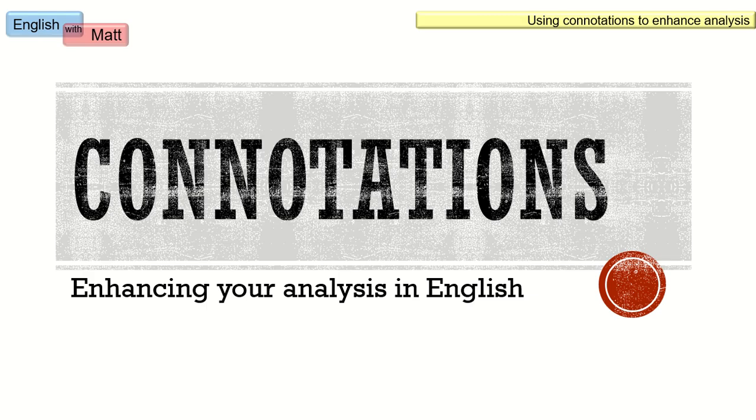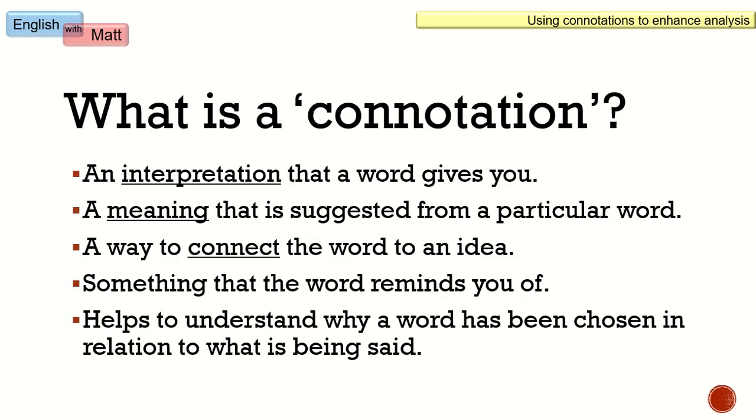You might be familiar with this word already, but a connotation is all to do with interpretation. It's an interpretation that a word gives you. It is a meaning that could be suggested. Often what students do, or what our brains do, is connect a word to a particular image or idea that they have in their brains, and that will help them interpret what the writer is saying.